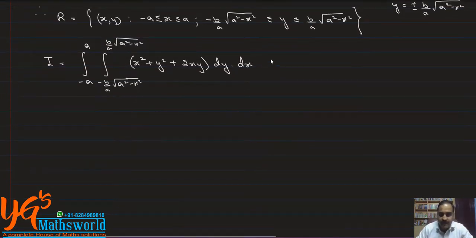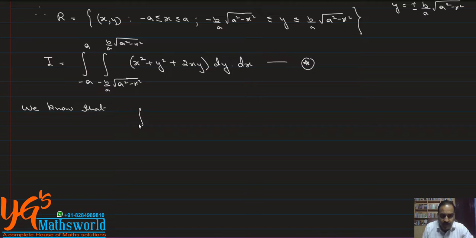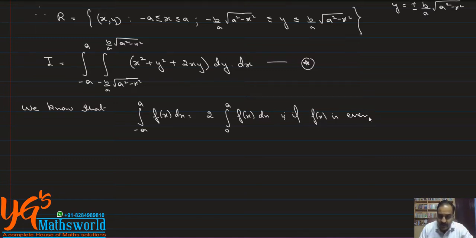Okay, now let me start. Now we know that the integral from minus a to a of f of x dx will be 2 times the integral from 0 to a of f of x dx if f of x is even, and will be equal to 0 if f of x is odd or unsymmetric. The same rule will be applicable. Now this part is for even and this part is for odd.